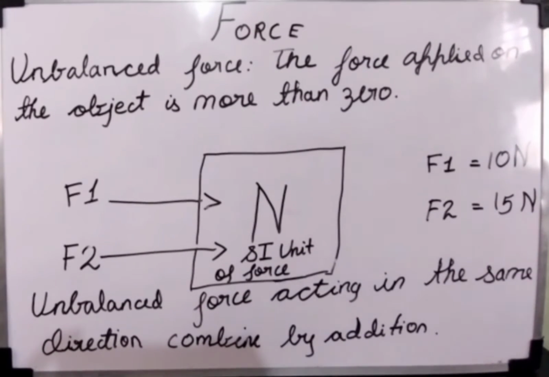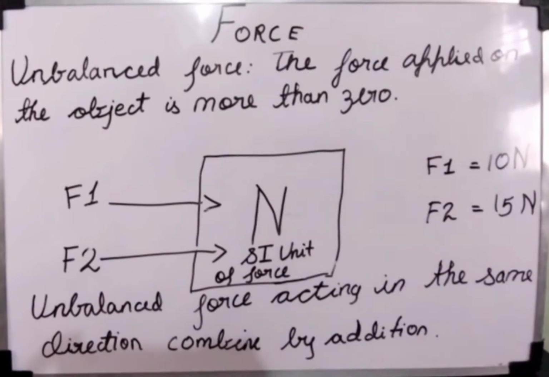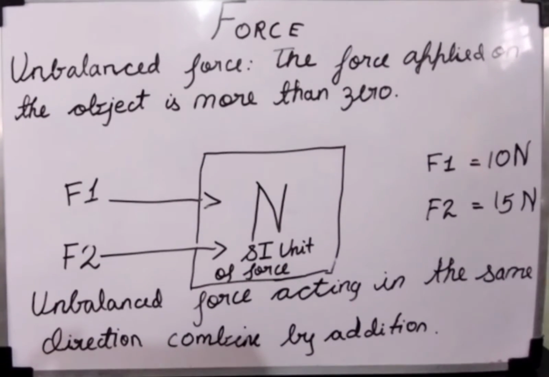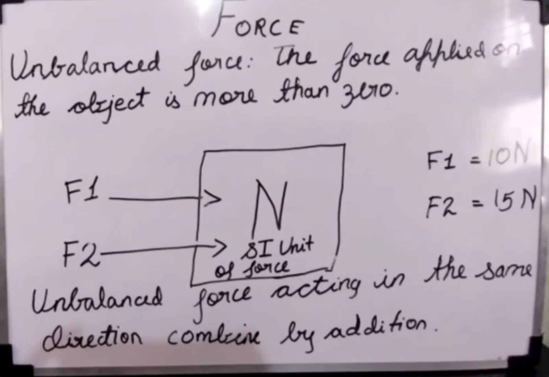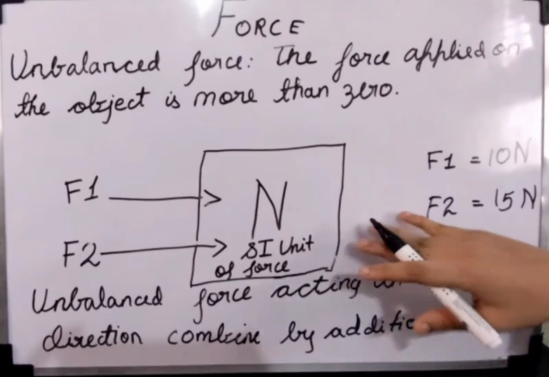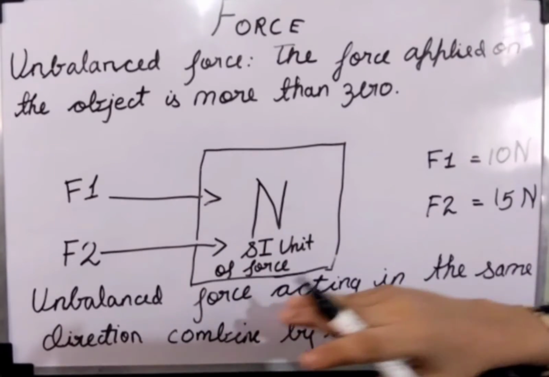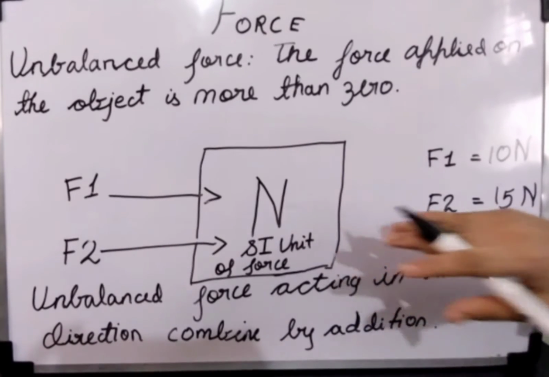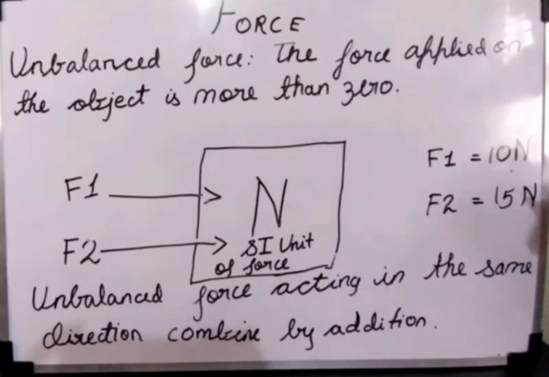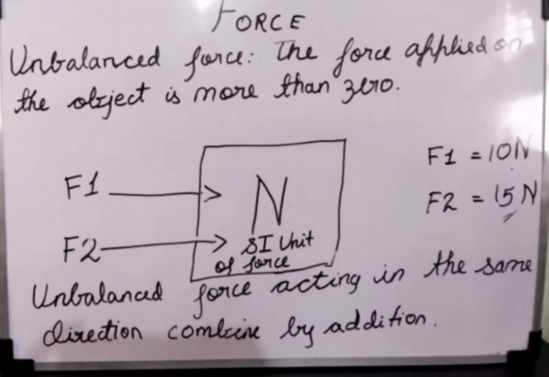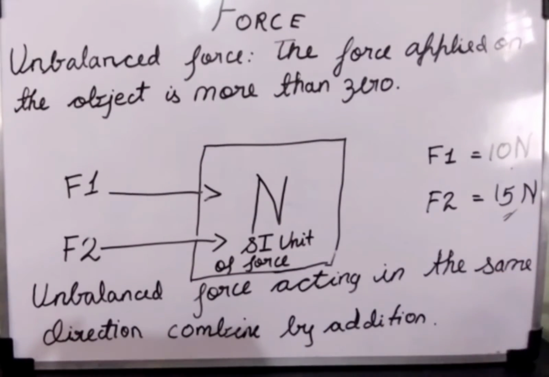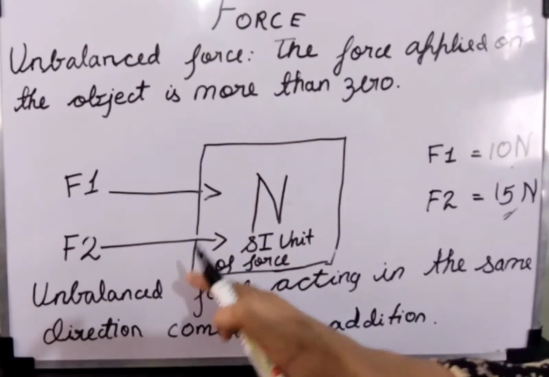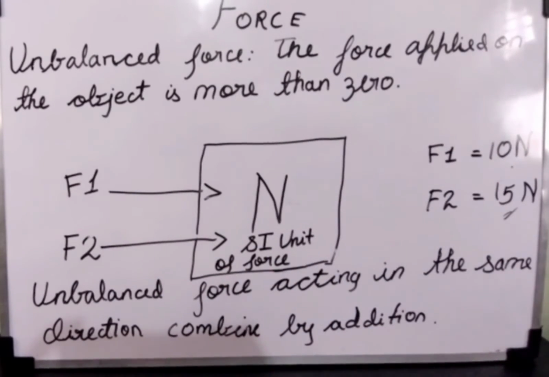Now we will learn unbalanced force. The force applied on the object is more than zero. So here, let's assume this is the box. F1 is a boy, F2 is a girl, and they are both applying force on this box. F1 is applying a force of 10 Newton, F2 is applying a force of 15 Newton, in the same direction, that gives us 25 Newton. They are both applying a force of 25 Newton.